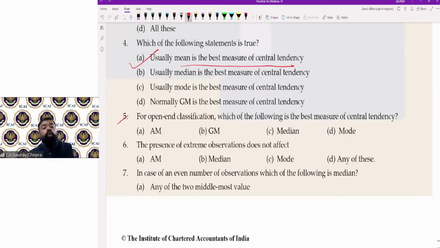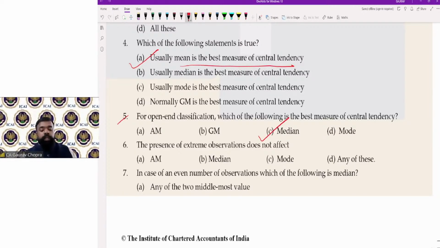5. For open-end classification, which measure of central tendency is the best? So we have done this. Median is the best measure of central tendency. Option number C for open-end interval.